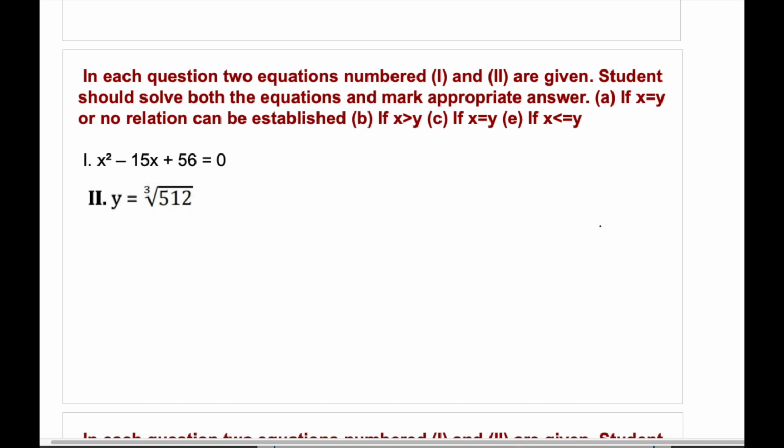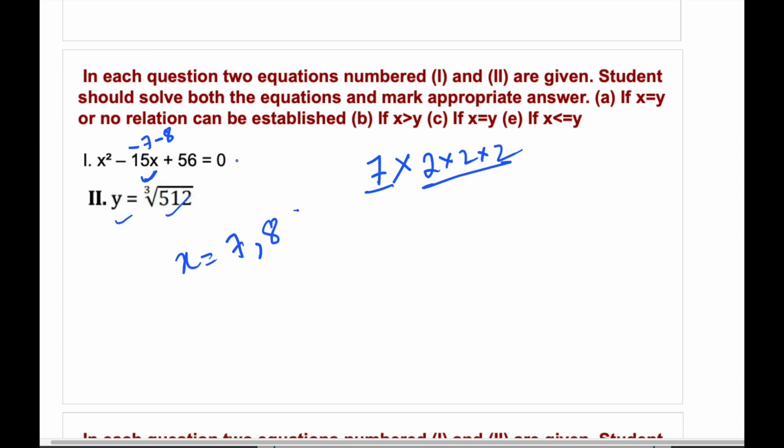Next is x square minus 15x plus 56. Let's factorize 56. 56 is 7 into 8. So, how can you get 15? 7 plus 8 is 15. So, minus 7 minus 8. So, x is equal to 7 comma 8.